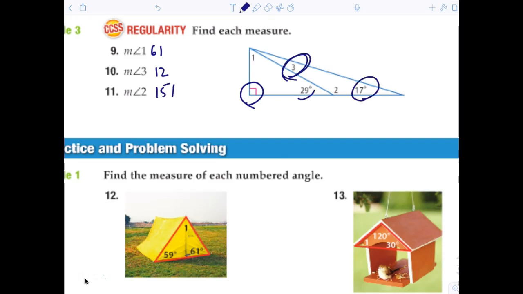These 3 angles, the relationship: angle 3 plus 17 equals 29. 29 is the what? Exterior angle. Angle 3 and 17 degrees are the remote interior angles. All right? You're very welcome.